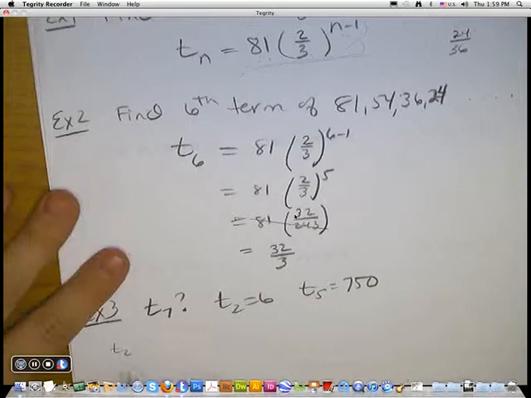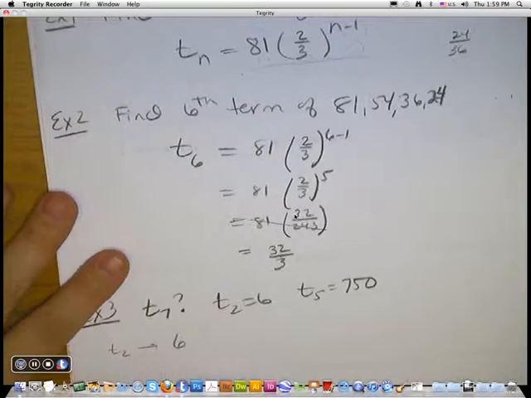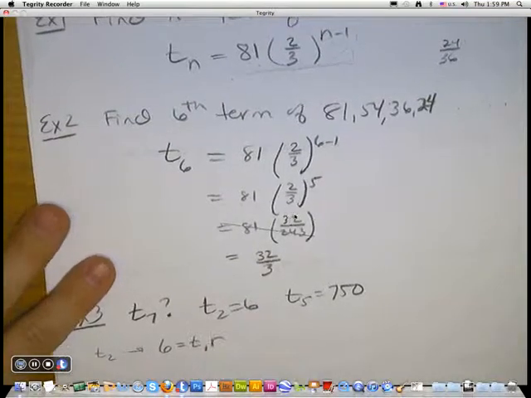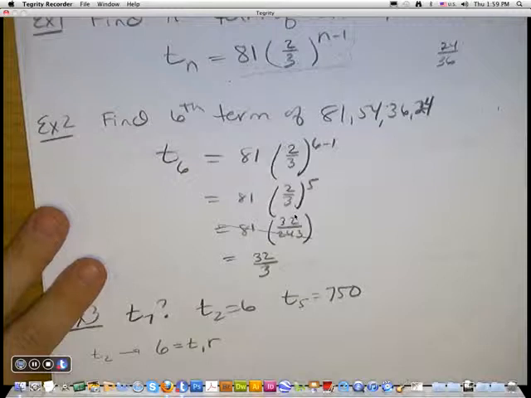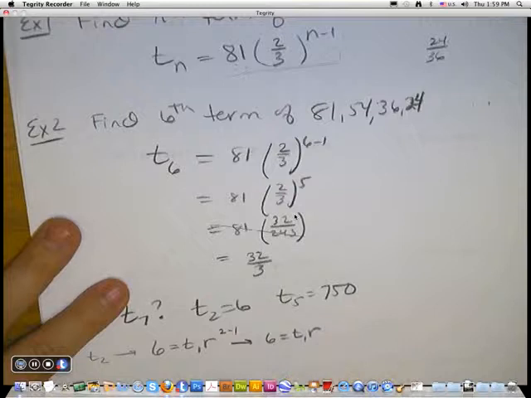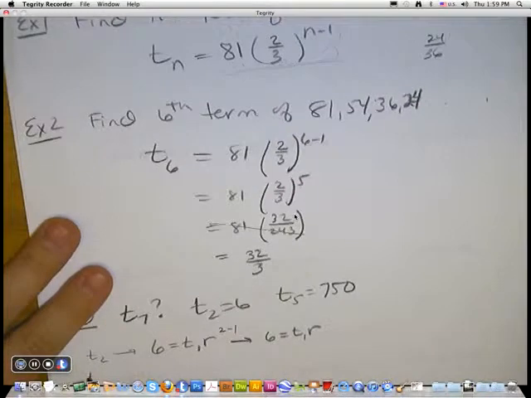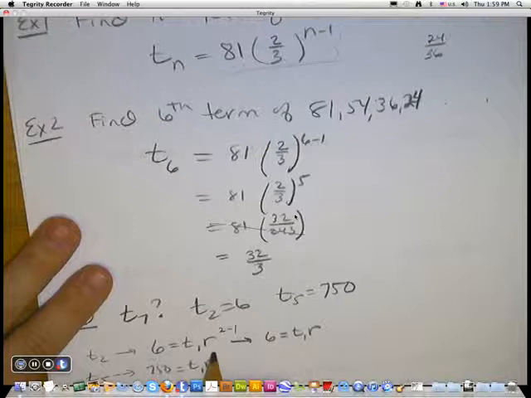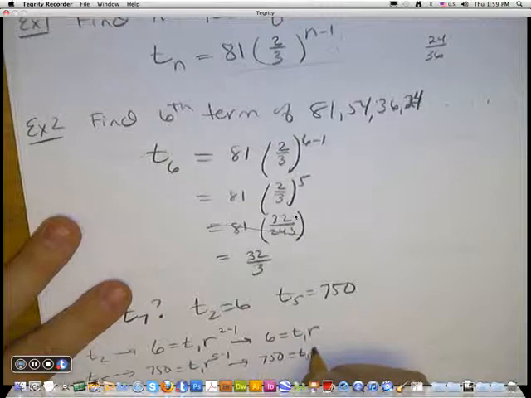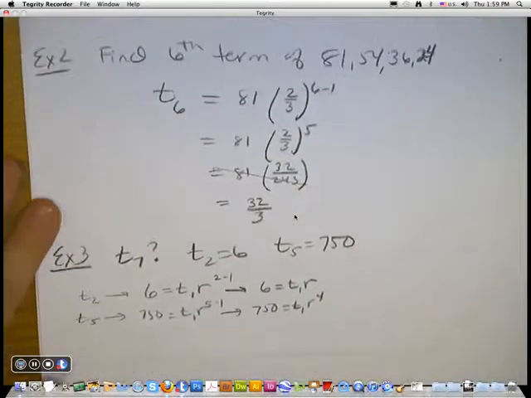So T2 is the value of 6. We don't know T1 and we don't know the ratio, just like we didn't know T1 and the difference for an arithmetic. But we do know the n minus 1. So that becomes 6 equals T1 times R, because 2 minus 1 is 1. Then the 5th equation is 750 equals T1 times R to the 5 minus 1, which is 750 equals T1 R to the 4th.